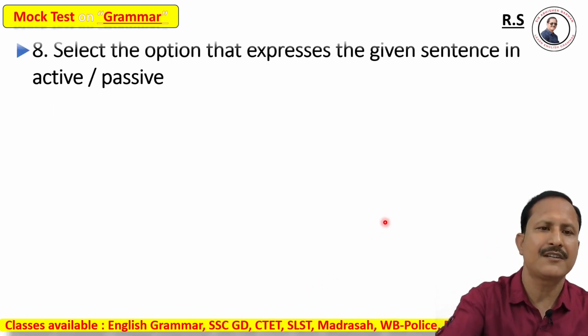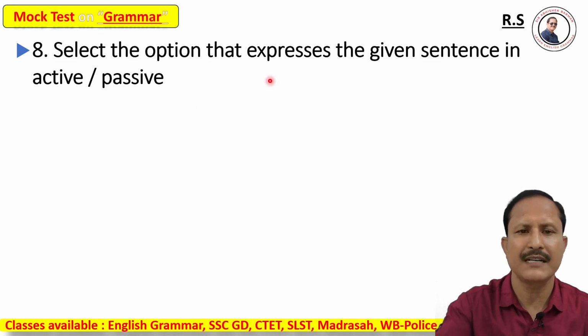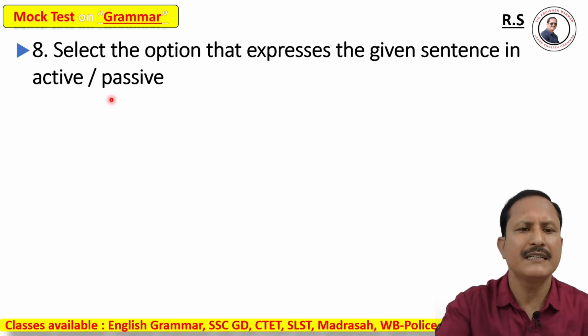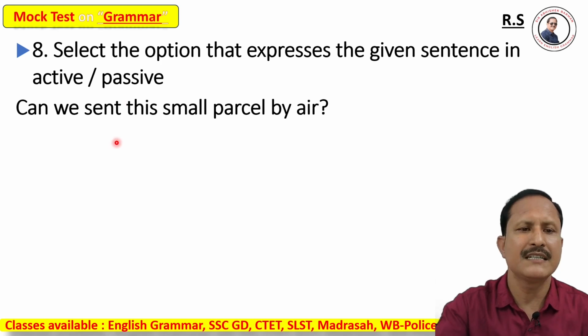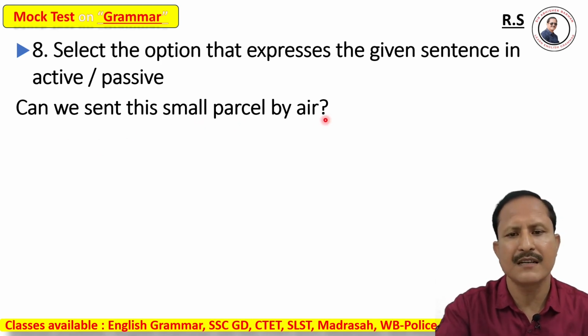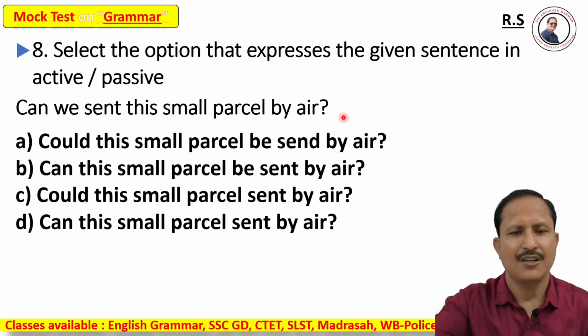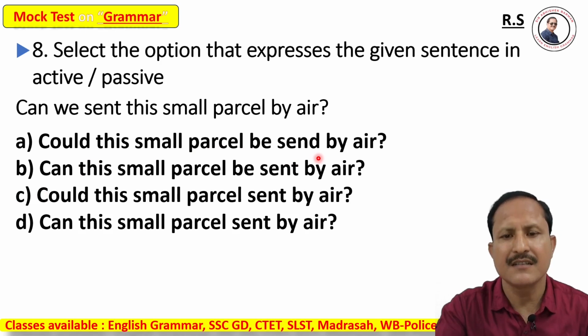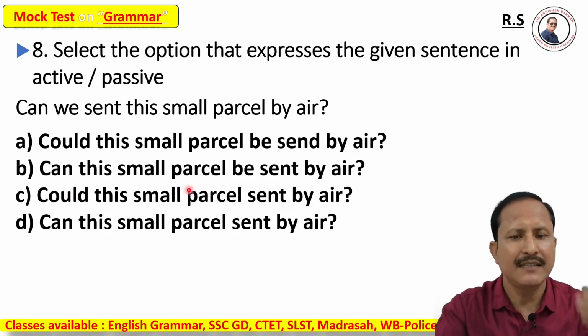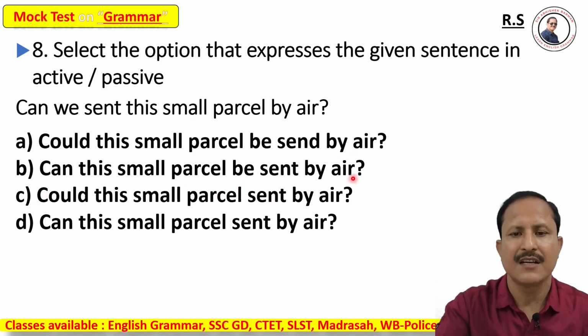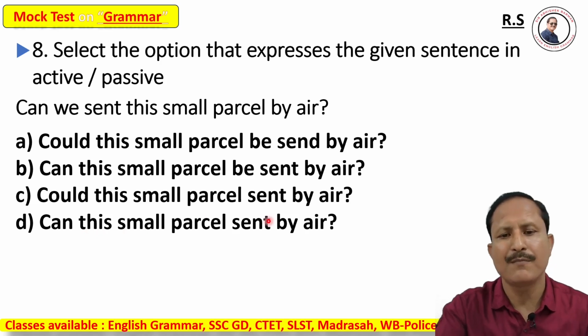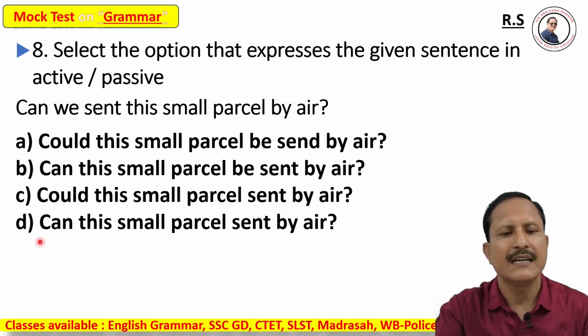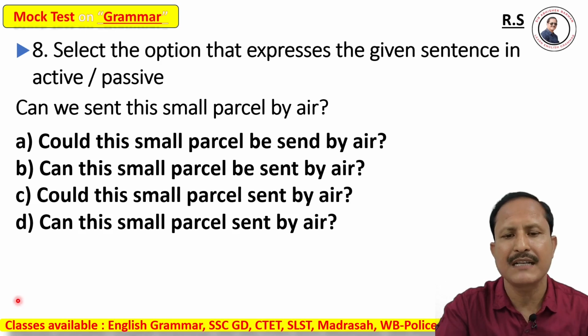Now question number 8. Once again, select the option that expresses the given sentence in active or passive. The sentence is, can you send this small parcel by air? Option A, could this small parcel be sent by air? Option B, can this small parcel be sent by air? Option C, could this small parcel sent by air? Option D, can this small parcel sent by air?